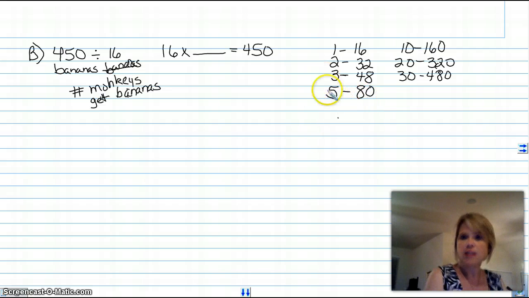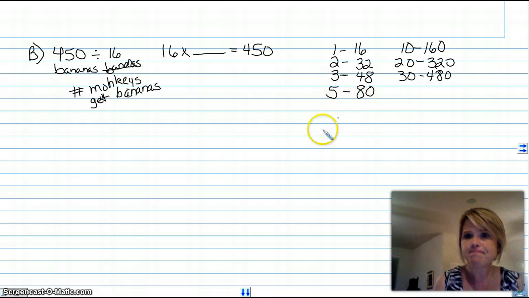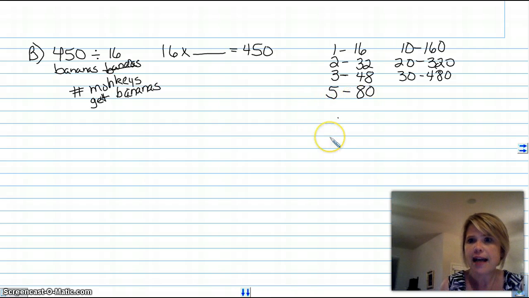Okay. So let's see. Looks like I don't quite have enough for 30, right? But I'm almost there. I almost have enough for 30. So if I had a guess, I bet my answer is going to be in the high 20s. Do you know why? Because I almost have enough for 30 monkeys, don't I? But not quite.